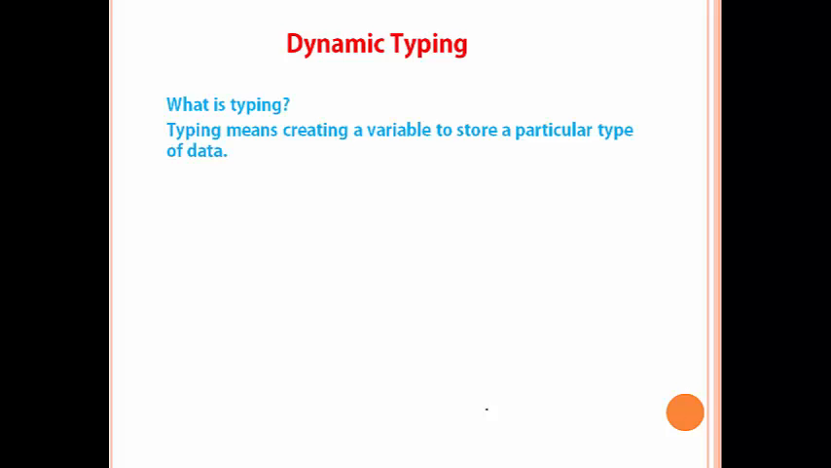So next we are going to learn about dynamic typing. Typing. What does typing mean? Typing with the keyboard? No, it's not that. Typing means creating a variable to store a particular type of data. Okay. So data, you must have some idea of the data. Let's say integer data, floating point data, strings are there.